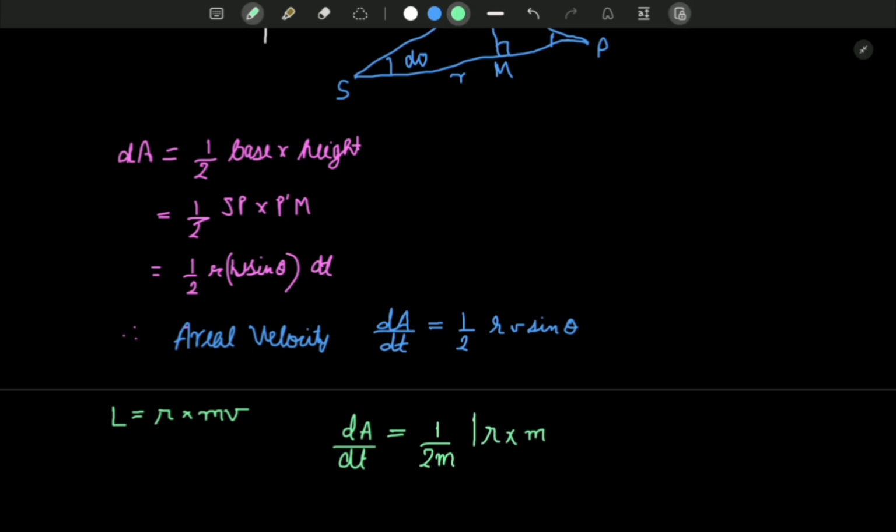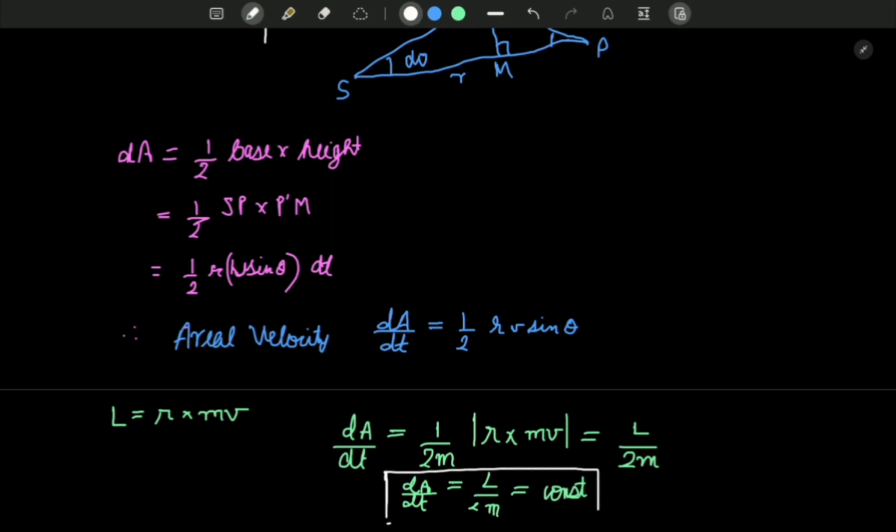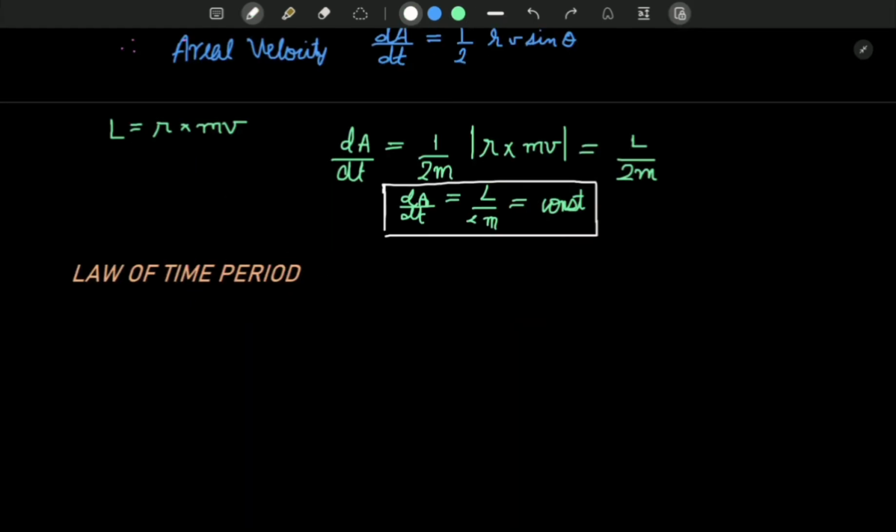So this is equal to L by 2m. So dA by dt equals L by 2m, which is a constant. Thus Kepler's second law, that areal velocity is constant, means that angular momentum is constant. The second law is actually the law of conservation of angular momentum. The third law is the law of time periods. It states that T square is proportional to r cube.